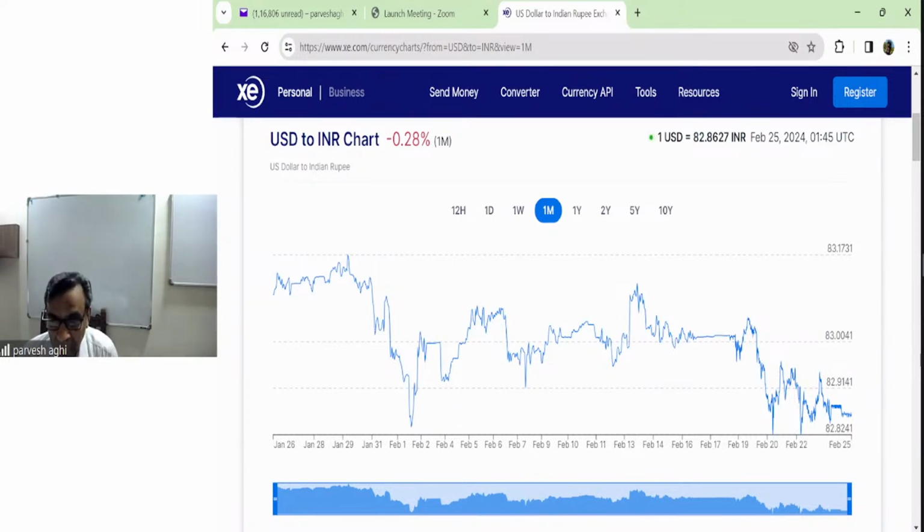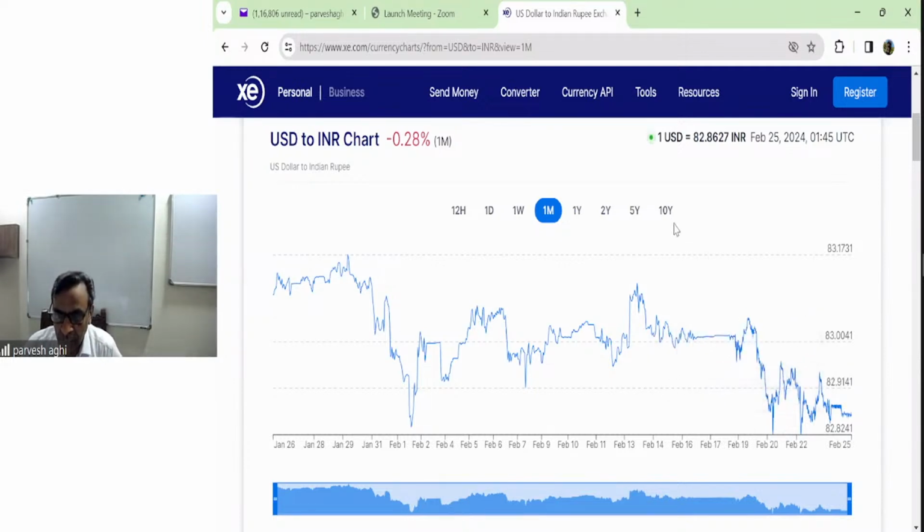Maybe a lot of money was coming into India in the form of foreign investments, which has created more demand for the Indian rupee as against dollars. Our economy is doing very well, and we have low inflation compared to the US dollar, where it is close to about 4%. So there are many reasons for it.